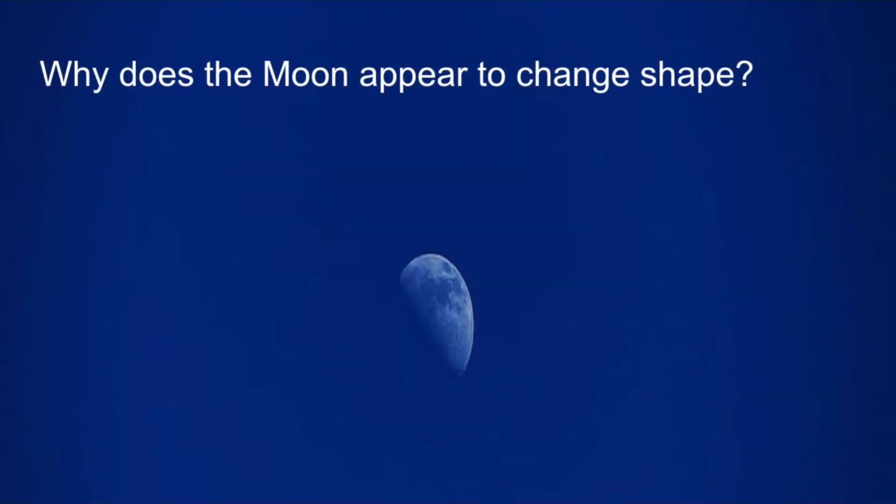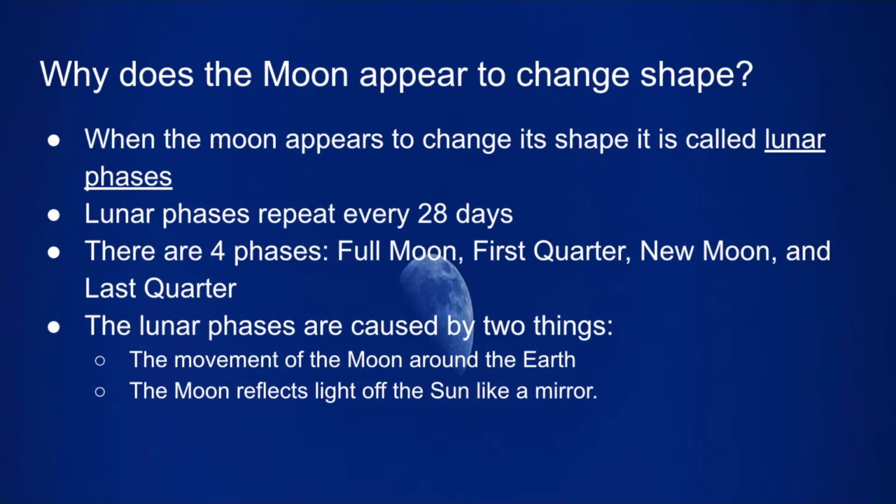So why does the moon appear to change shape? When the moon appears to change shape, it's called the lunar phases. And these lunar phases actually repeat every 28 days as it is orbiting around the Earth. So there are 4 phases. We have the full moon, the first quarter, the new moon, and the last quarter.